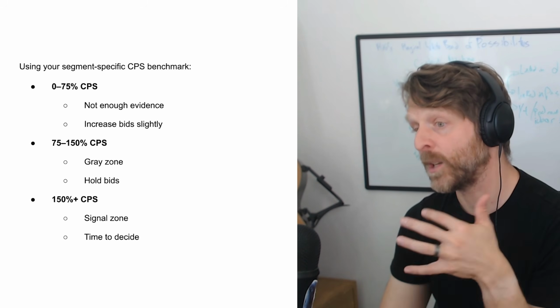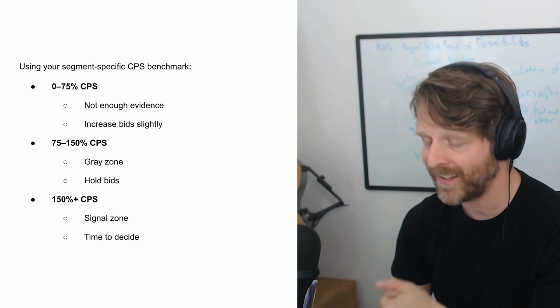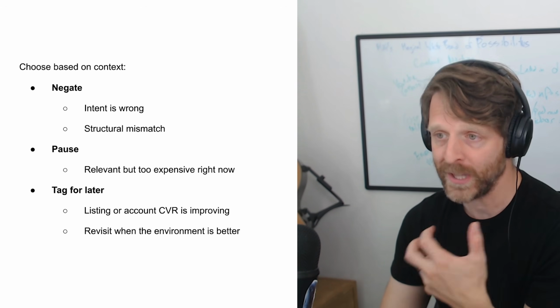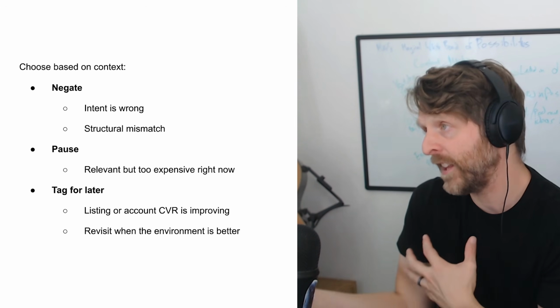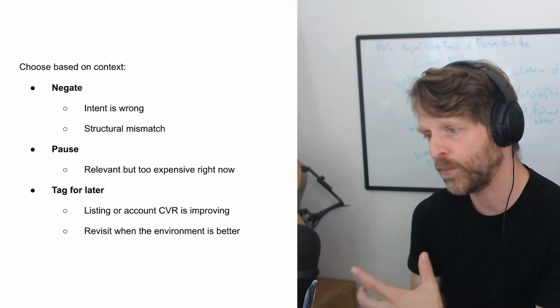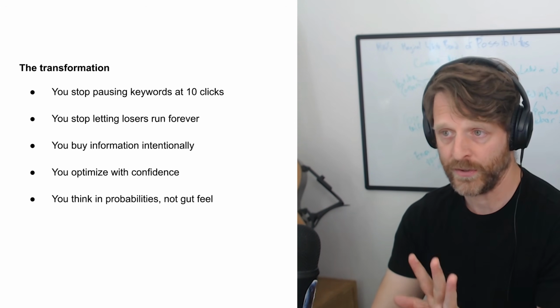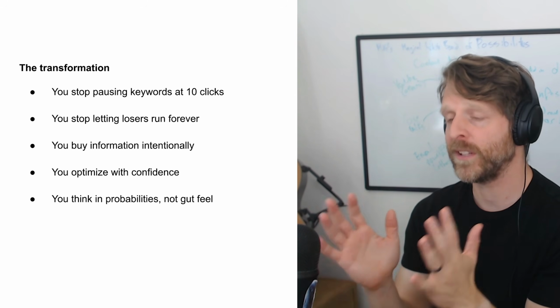So once something hits 1.5 times your normal clicks per sale, it's going to be really simple to know what the answer is, where you can then negate or pause. It's relevant, but maybe not right now. You can bring it in later once your conversion rate improves, all those things. So again, keeping this really simple.